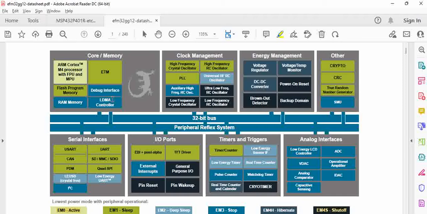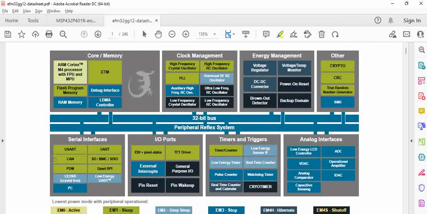And then the serial interfaces you can see here: UART, CAN, and definitely the memory interface, PDM, which we talked about, and quad SPI. This is the USB, low energy USB, and then low energy UART, and then I2C. So you can see the marking here, the interfaces which are available at different options.